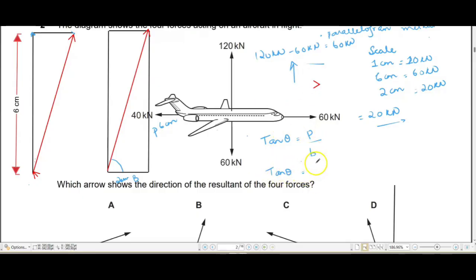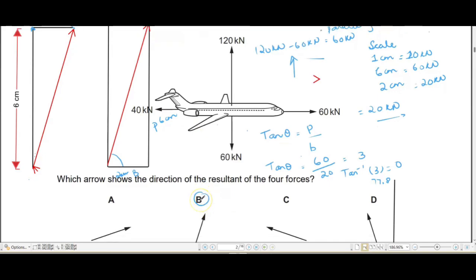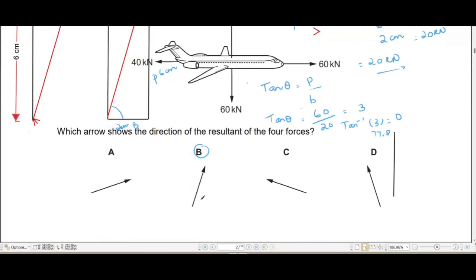Tan theta is equal to perpendicular over base. Perpendicular is going to be 60 and base is going to be 20. So this is going to give us an answer of 3, and tan inverse 3 is equal to theta. So the angle would be 77.8, I think. If you see, this angle is close to 77.8. So B is going to be our correct option. This is a confirmed answer that your answer is B and not A.